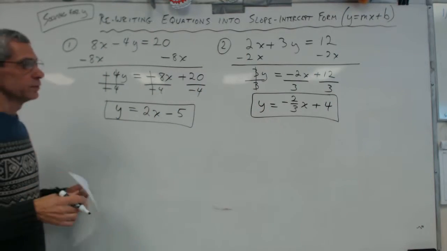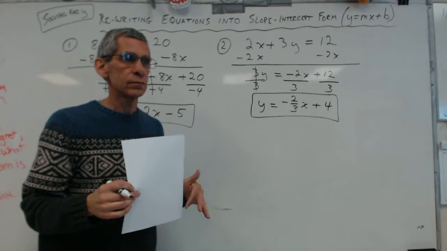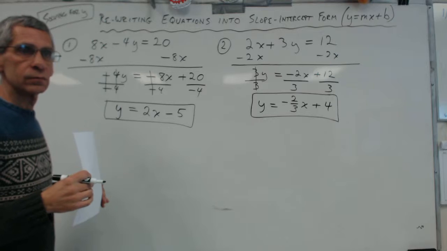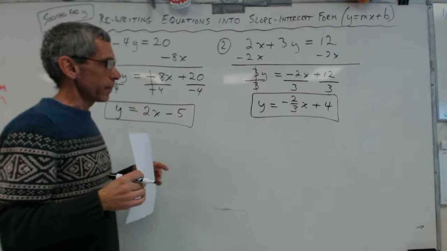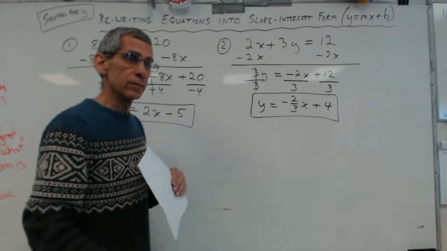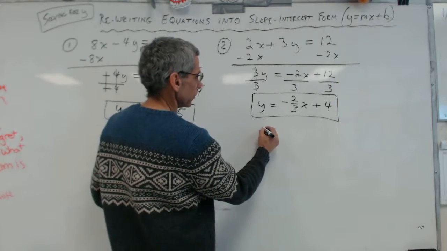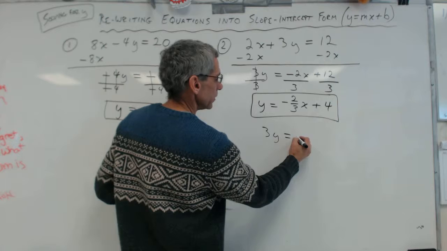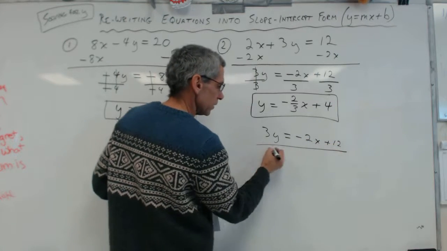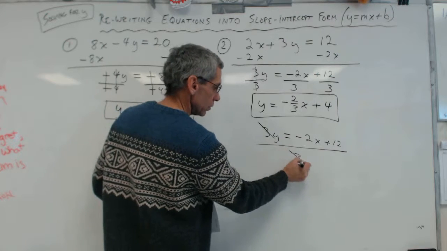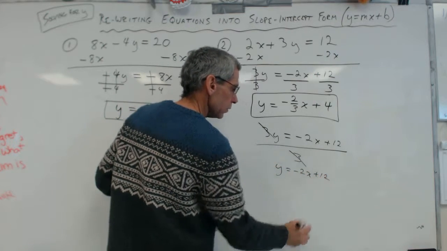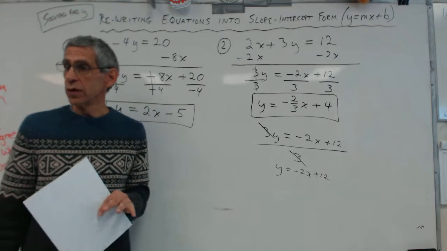Gary, instead of writing divided by 3, divided by 3, divided by 3, can you just make one line with divided by 3 under it and know that it goes to everything? You can. I'll tell you why I don't do that. If somebody had 3y is equal to -2x plus 12, and somebody does this, this is what happens: y is equal to -2x plus 12. That's not what I did. Some people do it that way.